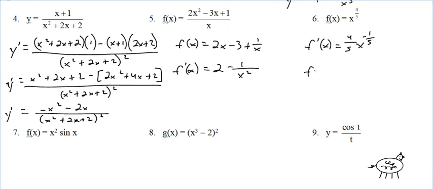Okay, and so we're going to have f prime of x equals 4 over 5x to the 1/5 power. Okay, pretty easy.